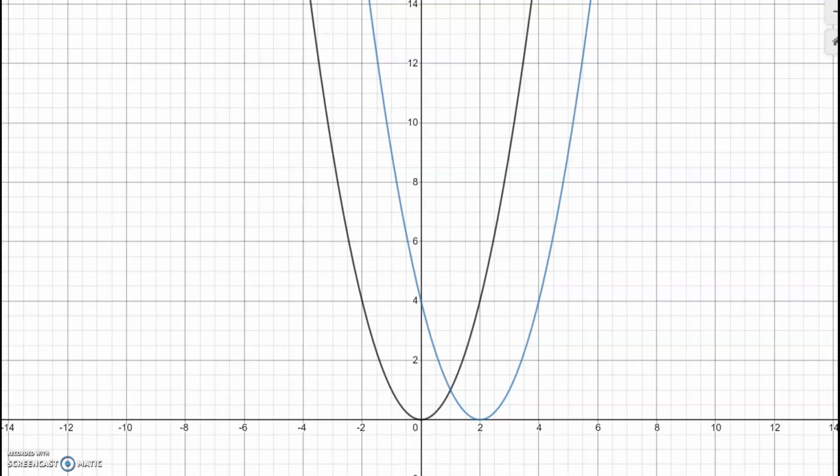Notice that the black function is the original function, so that's just x squared. Notice how it starts at 0 and then it goes up. Now the blue function is x minus 2, that whole thing squared. Notice how it shifted to the right 2 units. So it's starting at 2 and then it's going up.